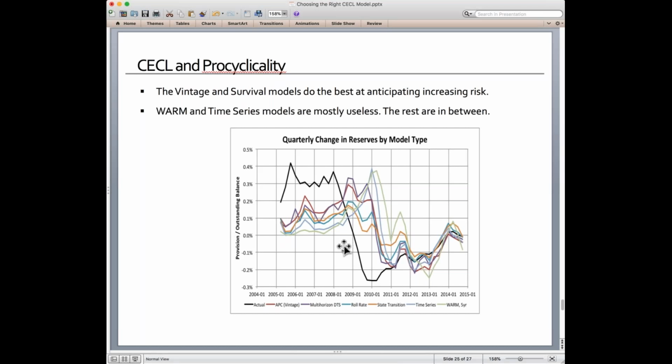So how much early warning do you want? CECL is supposed to be about early warning, but that's the question here. The amount of investment you make in your model directly correlates to how much early warning you want. So how much is that early warning worth to you is what it comes down to.